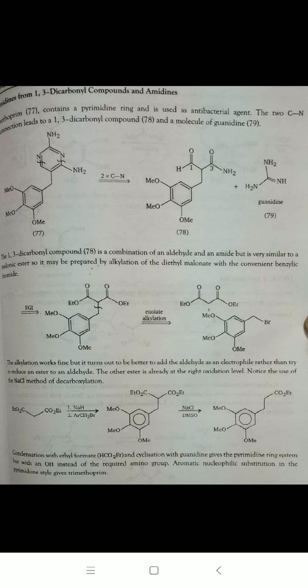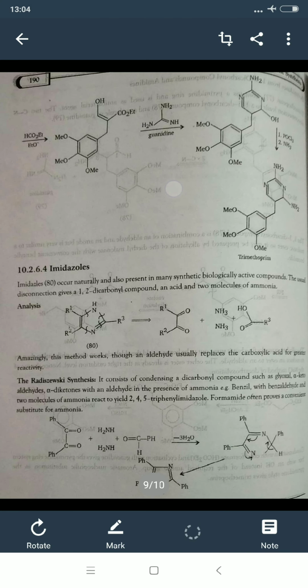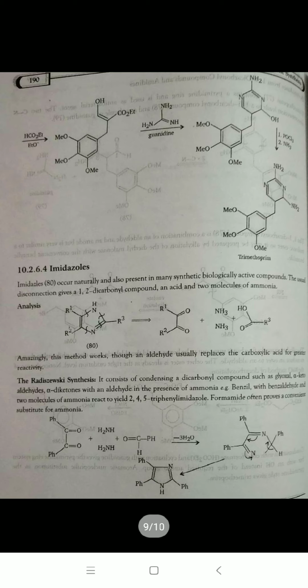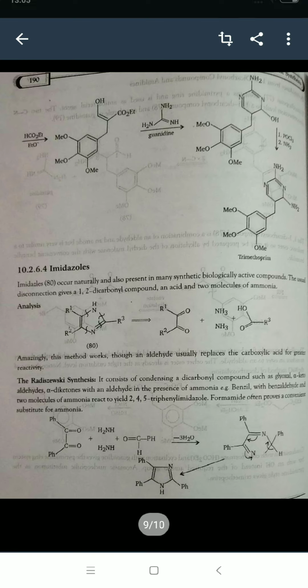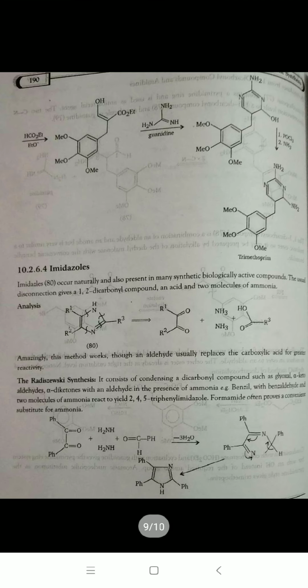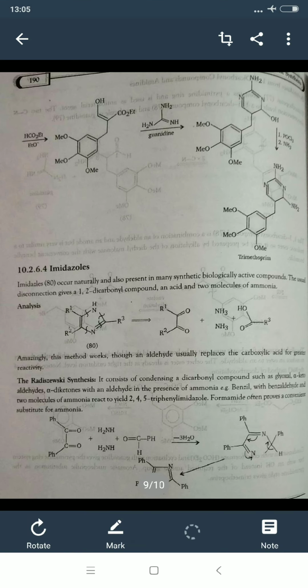So this compound on reaction with ethyl formate gives this, and guanidine is added to this, giving the pyrimidone, which on cyclization with hydration and amination with POCl3 and NH3 gives NH2. Here it is, trimethoprim. So this trimethoprim can be easily prepared.